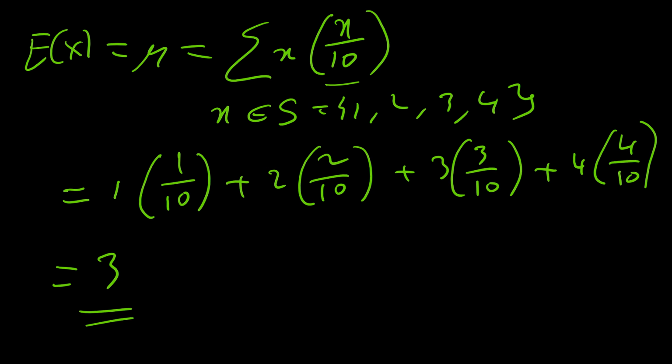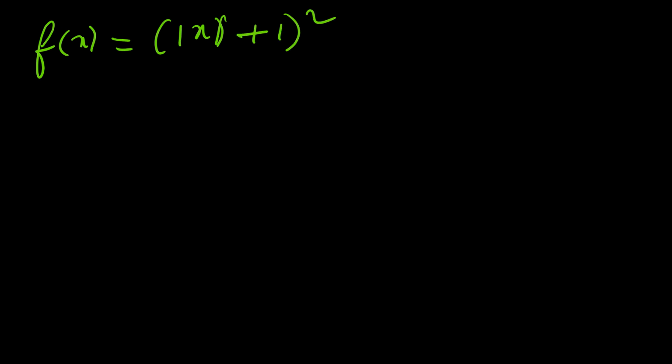So let us take another example. We are going to try again to find the expected value of that random variable. Let's say we have the function f of x. I'm just going to pick one function, f of x equal to the absolute value of x plus 1, squared, divided by 9. In this case, x can take the value of -1, 0, and 1.